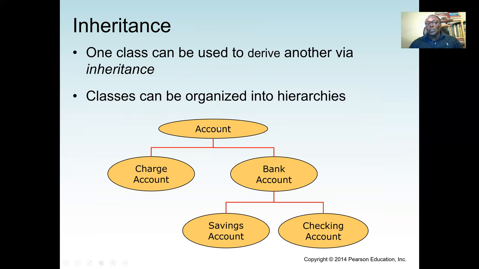Here we can see an example: we have account, charge account, and bank account. Account is the base class or the super class. We have different types of accounts, but every account may have some attributes that are common among charge account and bank account. So charge account and bank account are going to inherit everything from account. In the bank account, we also have two different types, savings and checking account. They are going to inherit everything from bank account since they have something in common.